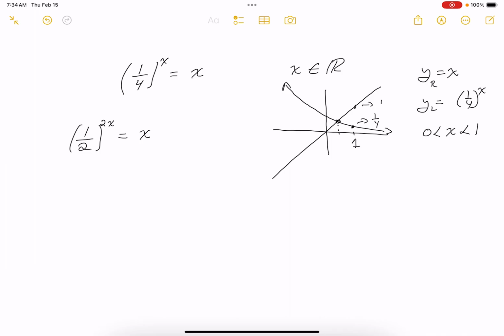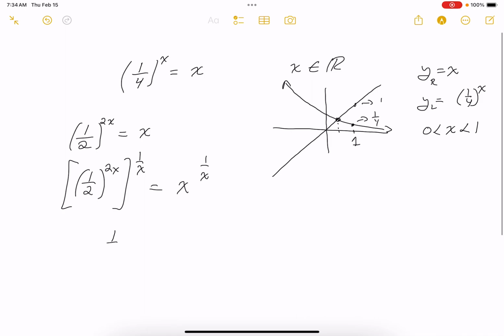All right? And then kind of looking at this, because I want both sides to be exponential, I'm going to raise both sides to the 1/x. Let me put that down for you. And what would you get there? You get 1/2 squared equals x to the 1/x.